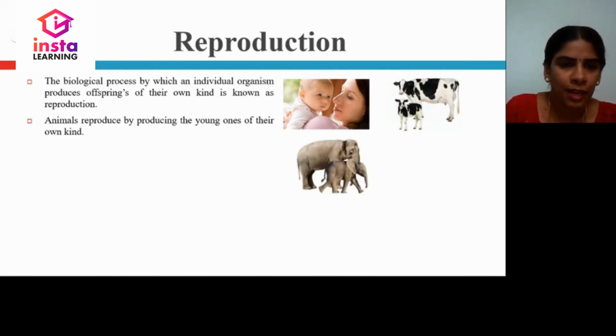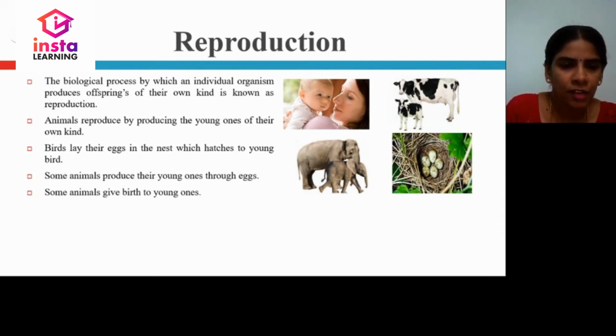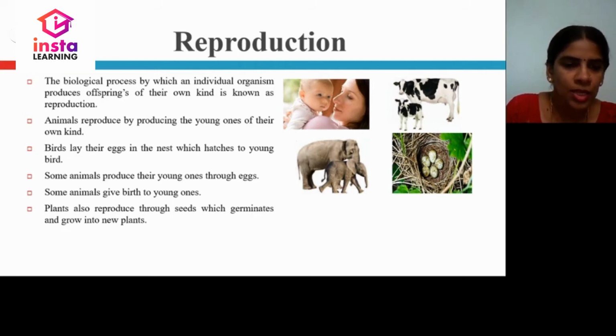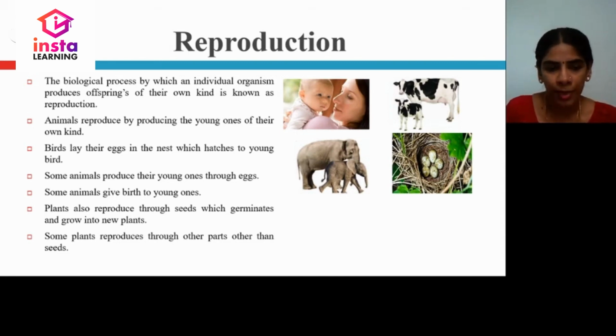An elephant produces a young elephant. Birds lay their eggs in the nest, which hatch into young birds. Some animals produce their young ones through eggs. Some animals give birth to young ones. Plants also reproduce through seeds, which germinate and grow into new plants. Some plants reproduce through parts other than seeds. So reproduction takes place in plants, animals, and birds.